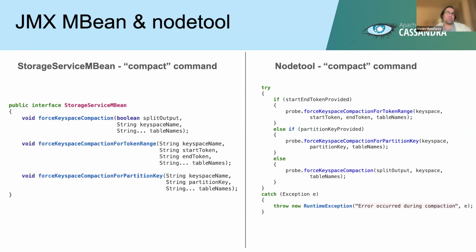The compact command, for example, represented on the StorageService MBean looks like a plain thing. It has 3 methods, and on the nodetool side, nodetool aggregates these 3 methods under a single command, and we use some set of input arguments to call one of these methods based on the input.